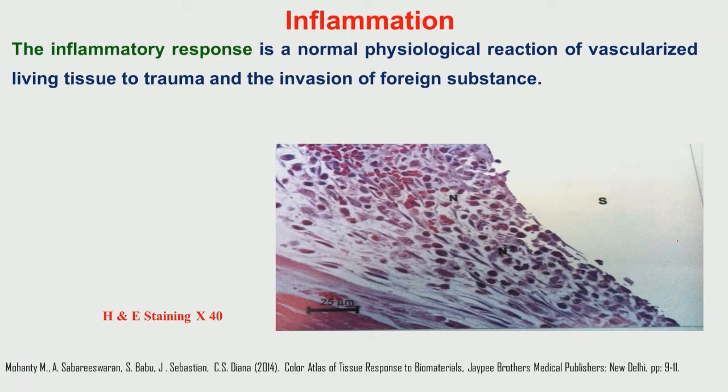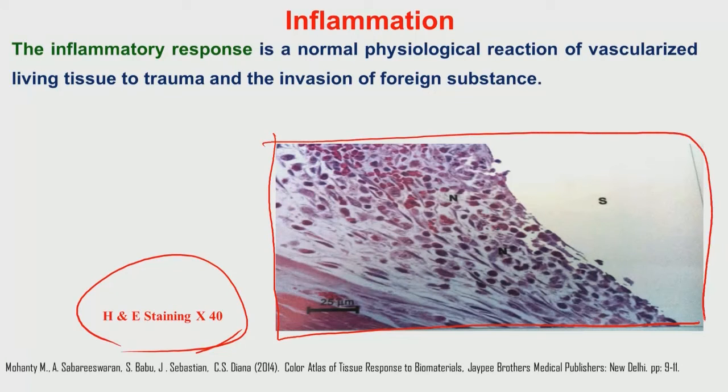This is again one of the hematoxylin and eosin stained images at 40 times magnification. This is taken from the Color Atlas of Tissue Response to Biomaterials, which is written by Meera Mohanty and sub-reference group from Sri Chitra Institute of Medical Science and Technology. So, we have taken this section from their book, and you can see how this inflammatory response, which is a normal physiological reaction of a vascularized living tissue to trauma, essentially facilitates the invasion of the foreign substance. And you can see the different cells that are participating in this inflammatory response.